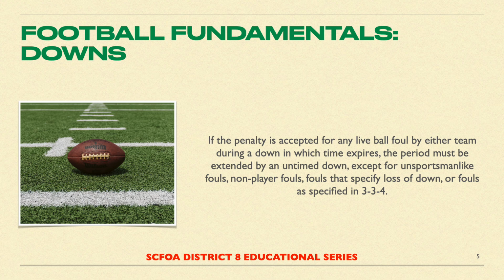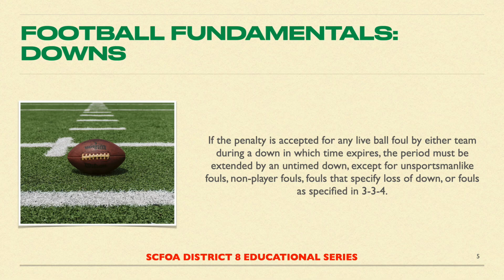So, if there is a live ball foul on B during a play in which A scores a touchdown, there was not a change of possession, time runs out, and A elects to have that foul enforced on the subsequent kickoff, the period is not extended by an untimed down. If there is a live ball foul on B during a play in which A scores a touchdown, there was a change of possession, the foul by B occurs after the change of possession, time runs out, and A elects to have that foul enforced on the subsequent kickoff, the period is not extended by an untimed down.